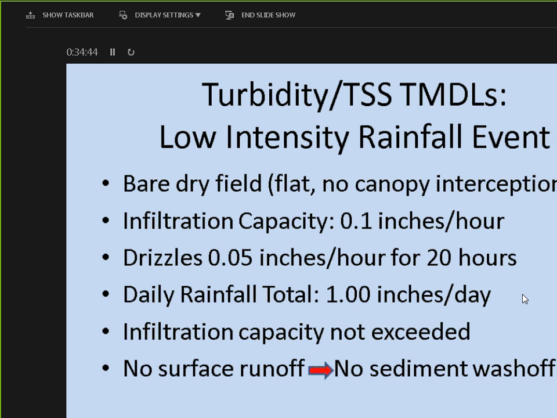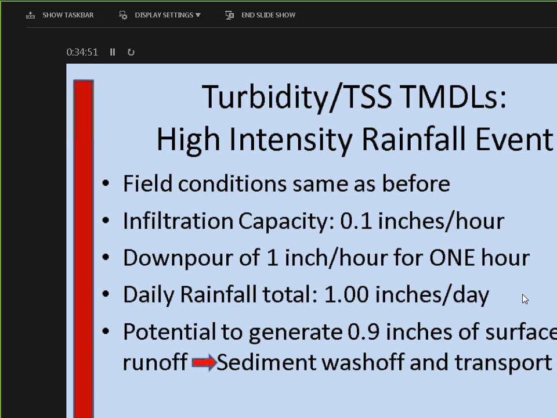Now, if we had the same field conditions, but we had a downpour of 1 inch of rain in an hour, you'd still have a daily total of 1 inch of water, but it's all coming in 1 hour. And so if we're able to infiltrate approximately 1/10 of an inch, that leaves about 9/10 of an inch that becomes available for surface wash-off, and then if there's no surface detention storage, it could eventually get to the reach.